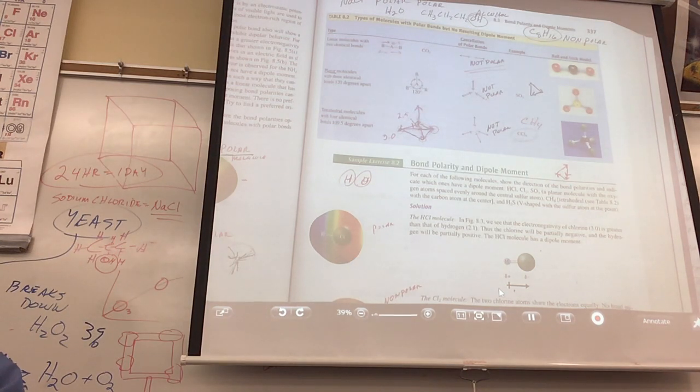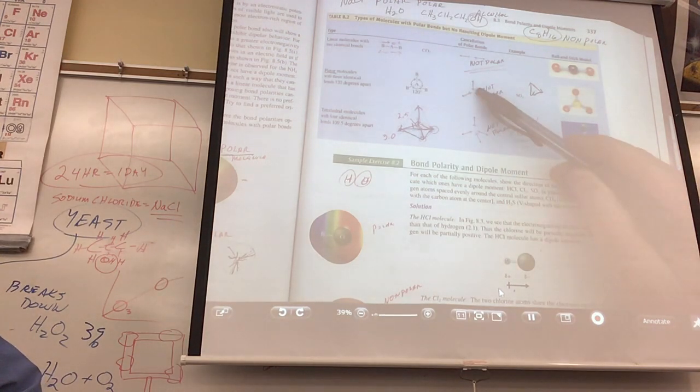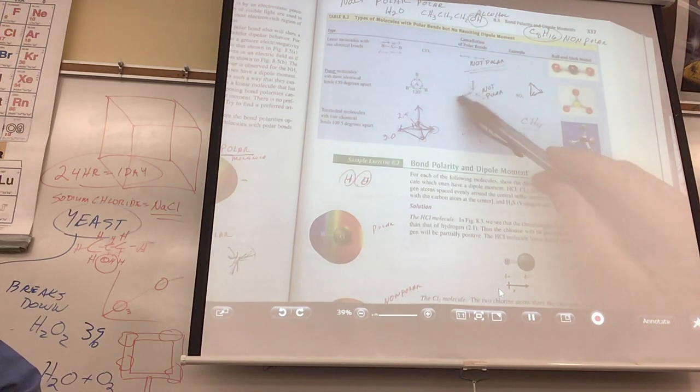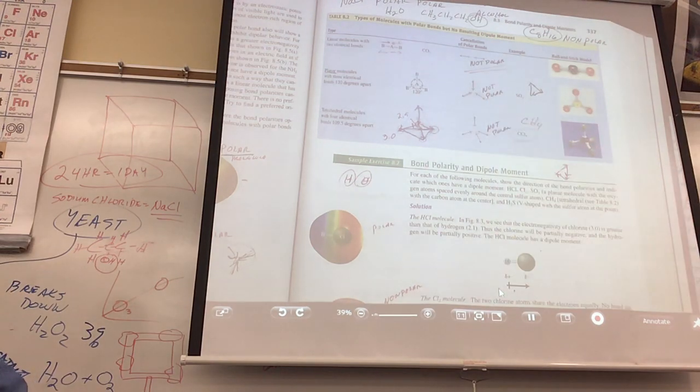Oxygen. Okay, oxygen, right? So see this right here? The dipole moments would look like this and that and that. And what is this plus that equal? 0. So that's also nonpolar.